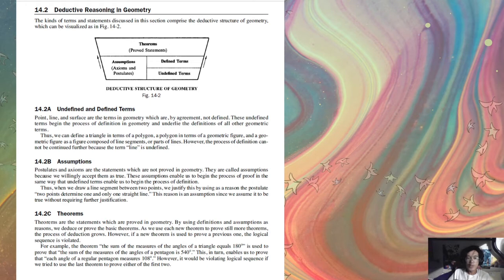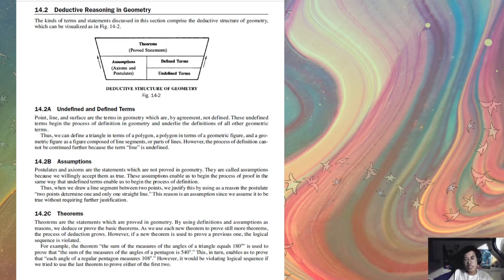The kind of terms and statements discussed in this section comprise the deductive structure of geometry, which can be visualized through this format. So we have all the theorems on top, then we have assumptions, the axioms and the postulates at the bottom, and under the underlying assumptions, they are built upon by the defined terms and the undefined terms that we have discussed during our previous discussion.